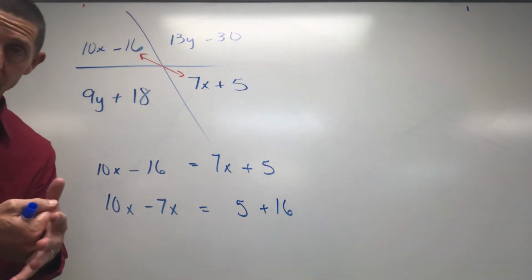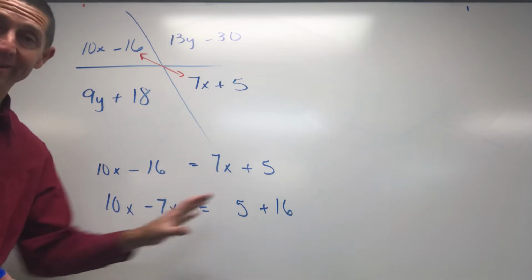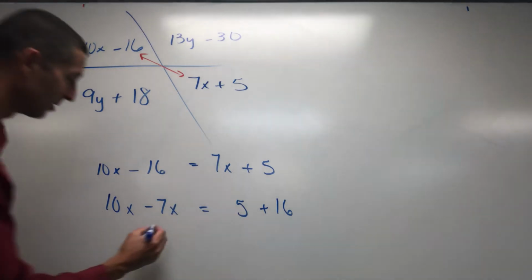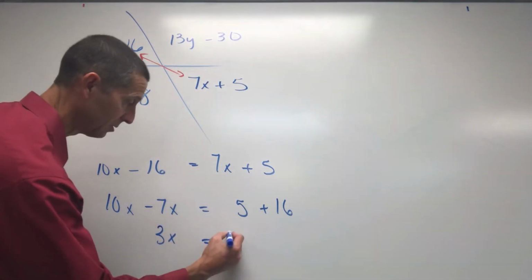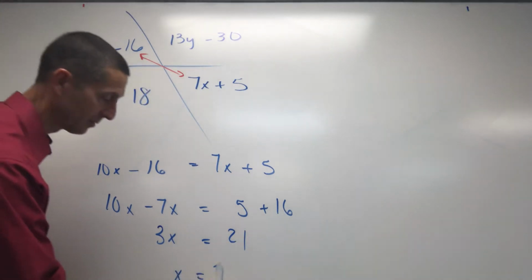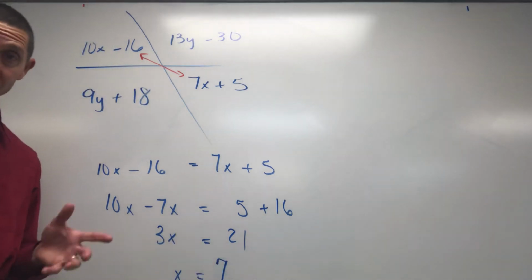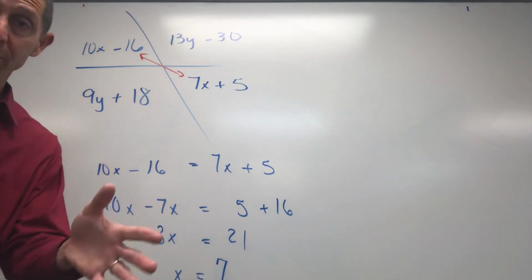So, vertical angles, set them equal to each other. X's on one side, numbers on the other. We're going to end up with 3x equal to 21. Look at that. Whoa, that's a bad looking 7. We got our first answer. X equals 7. So there's our first answer. Now that's solving for the x's.